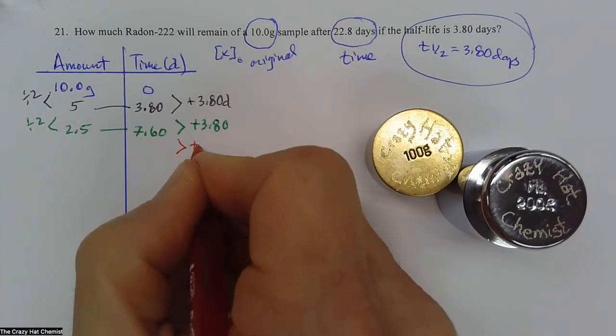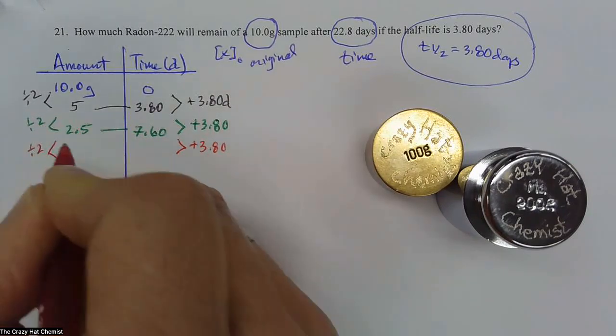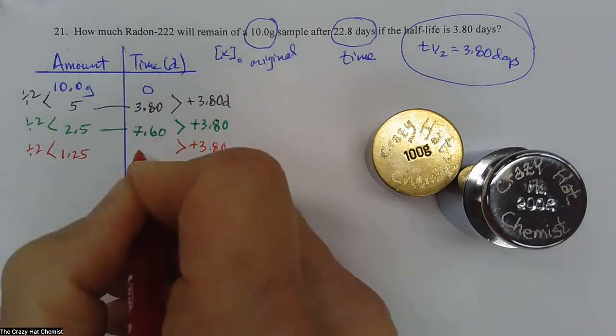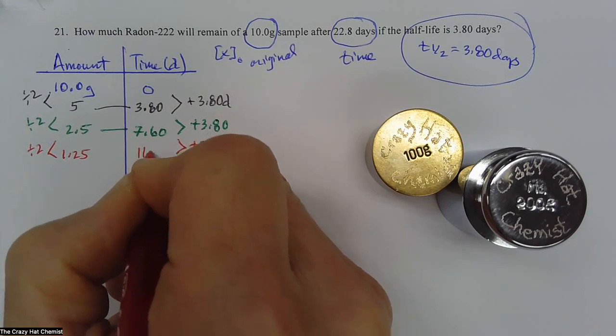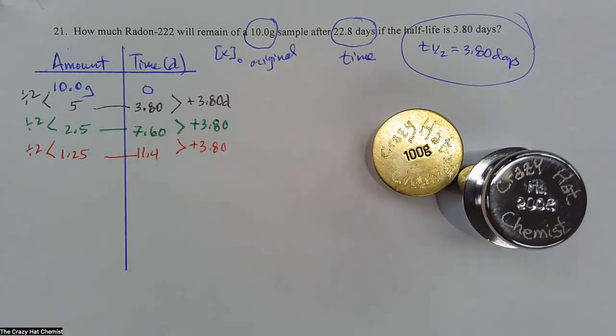So add 3.80 days, divide this side by 2. I'm going to get 1.25 grams, and over here, I'm going to have 11.4 days. Is 11.4 equal to 22.8? The answer is no, I am not done, sadly.